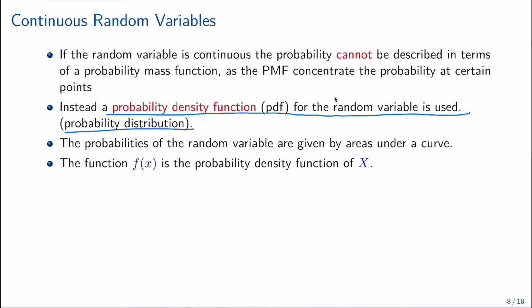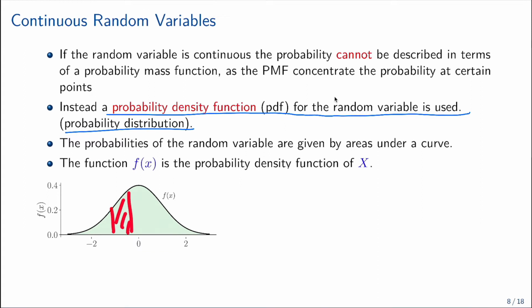The probabilities of random variables are given by areas under the curve, and the function f(x) is the probability density function of x, as we can see in this example. So instead of having the value of the probability at certain points, we have a continuous distribution. And if we want to compute the probability over a range, we have to compute the corresponding area.